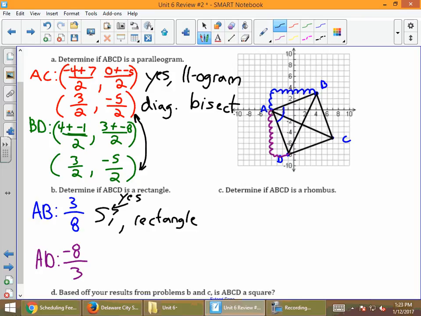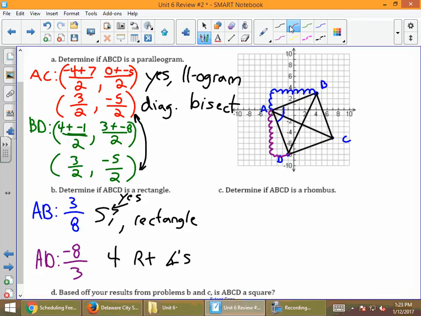Yes. It's a rectangle. Why? Right angles. It has 4 right angles. Awesome. All right. Again, because it has 1 right angle, I've got 4 right angles. Moving on to number C.